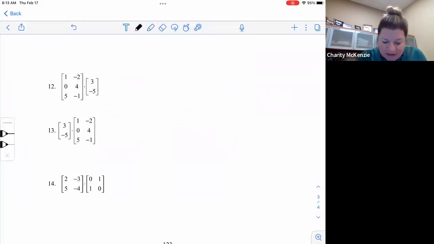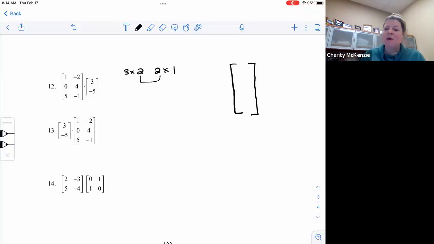This is a 3 by 2. And the second one is a 2 by 1. Can I multiply those? I can, because the middle matches and it'll become a 3 by 1 as our solution. So I'll just do the answer over here. 3 by 1 looks something like this with just 3 answers. So let's do this one.